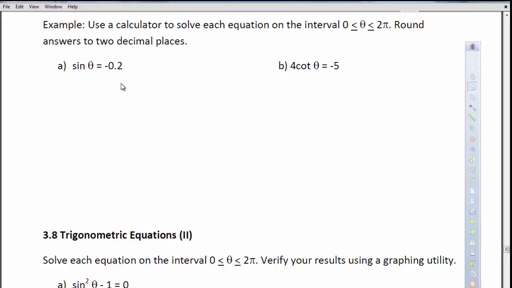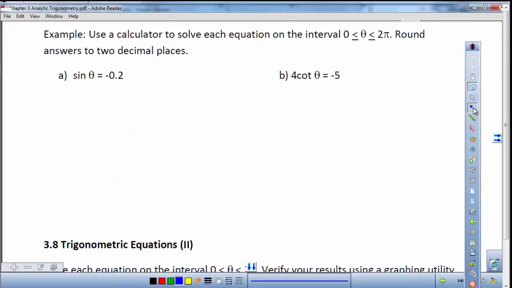But when I use sine inverse on my calculator, it's only going to give me one solution. So what do you think I'm going to use to find the other solution? Not a formula, something else. My favorite thing, reference angles. Okay, reference angles. We'll use the reference angle to find the other solution. Okay. All right. So we got sine theta equals negative 0.2.